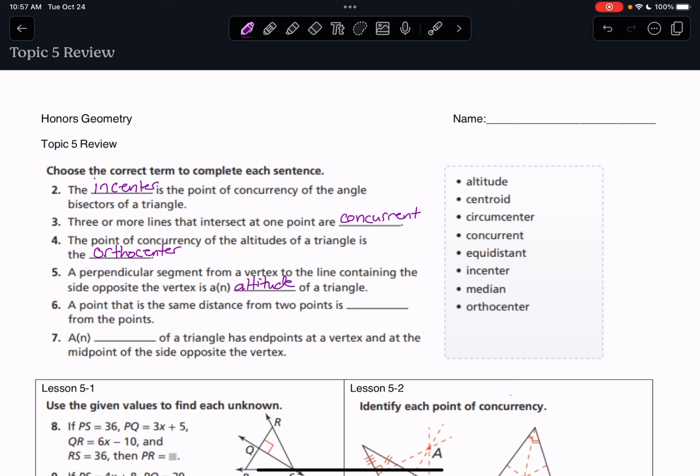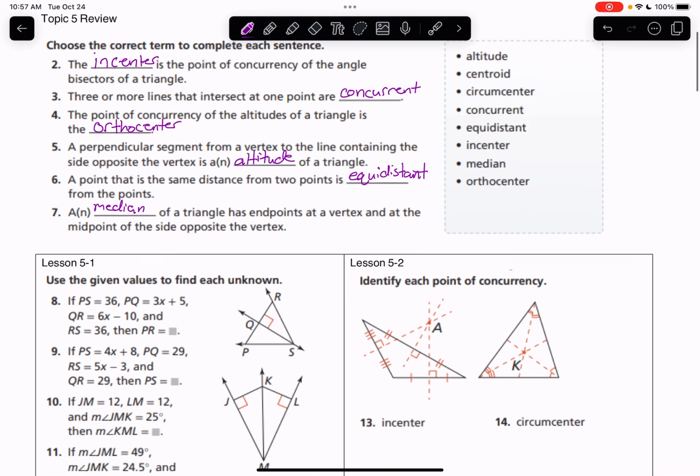of the triangle. A point that is the same distance from 2 points is equidistant from the points. A blank of a triangle has endpoints at a vertex and at the midpoint of the side opposite the vertex, that is the median. All right, so those are your fill in the blanks.